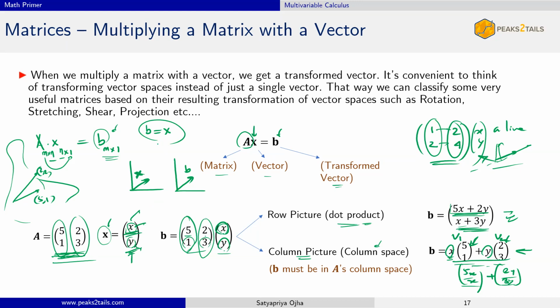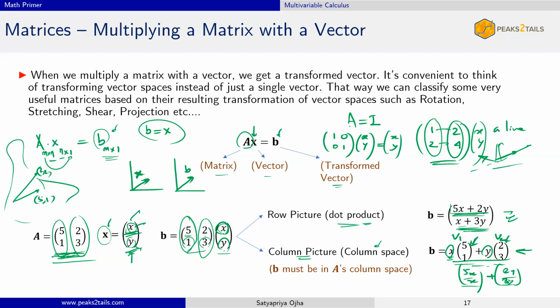Under what condition is b equal to x? If A equals the identity, yes, exactly. If A is the identity, there is no change to x. You can verify that: [1, 0; 0, 1] times (x, y) equals (x, y). Just multiply quickly to verify. If A is identity, there is no transformation. So choosing different kinds of A gives interesting results.